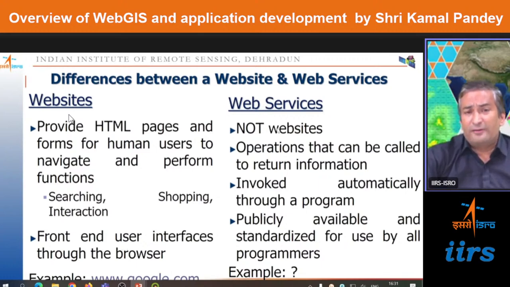Whereas web services are not websites; they are operations that can handle or return information. They are basically some operations that can be invoked automatically through a program. One program you are writing will invoke it automatically. It is publicly available and standardized for use by all the programmers. Examples, like the Bhuvan thematic map service, we have seen it.